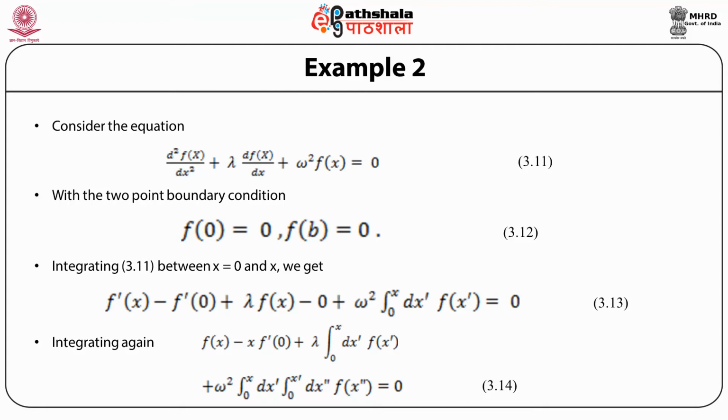So the fourth term is written as omega square integral from 0 to x dx prime, integral from 0 to x prime of f(x prime) dx double prime. So the equation then becomes f(x) minus x f prime(0) plus lambda integral of f(x prime) dx prime from 0 to x plus omega square and a double integral over x double prime with the limits 0 to x prime for x double prime and 0 to x for x prime of the integral f(x prime) is equal to 0.